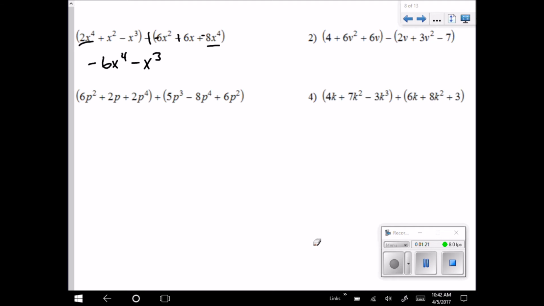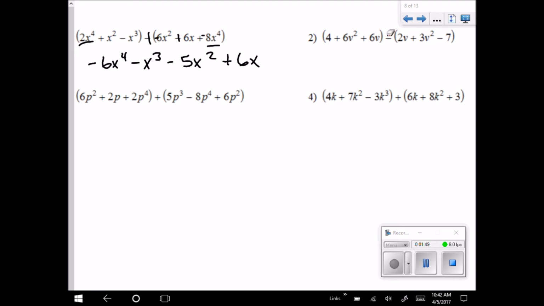Sorry about that. I don't see any other x cubed terms, so I have nothing to combine them with. Now x squared, I have plus x squared plus negative 6x squared. So that's going to be negative 5x squared. Okay, so I'm done with that. And then finally I have plus 6x, so I'll just put that here. And then check to see if it's in standard form. If it looks good, that should be your answer.